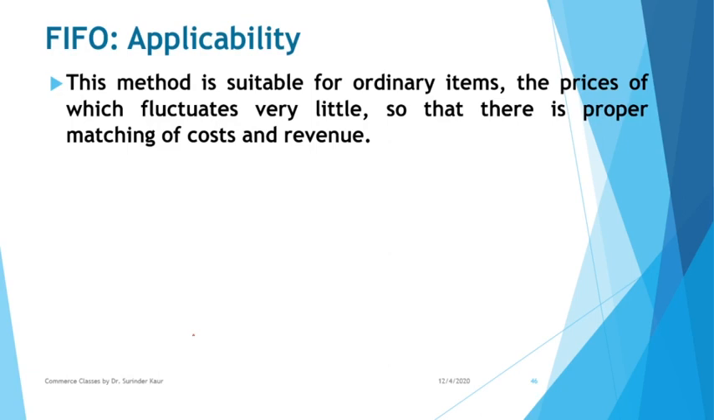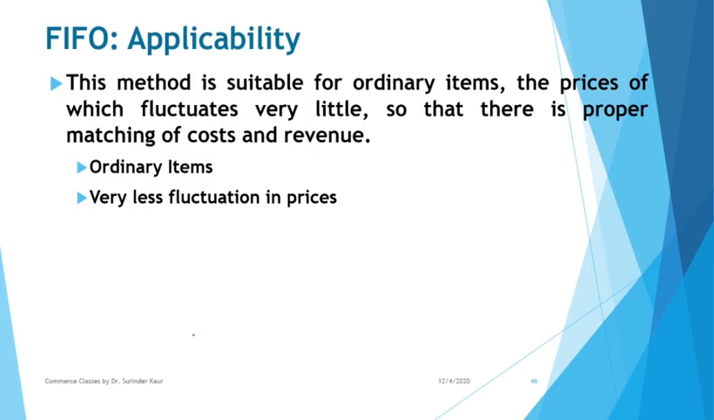Then this will result in proper matching, because ultimately what we are interested in is proper determination of profit or loss, because in a business we should show our profit or loss at a fair price. So proper matching of cost and revenue is necessary, and that is possible only when the prices are fluctuating very little. Okay, so this is applicable for ordinary items when there are very small fluctuations in the prices.